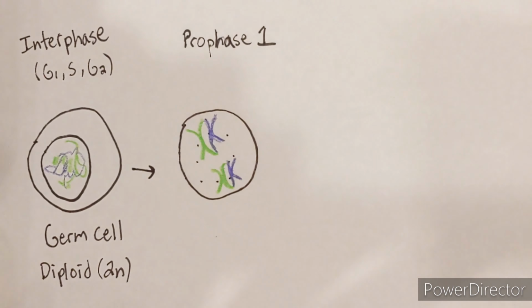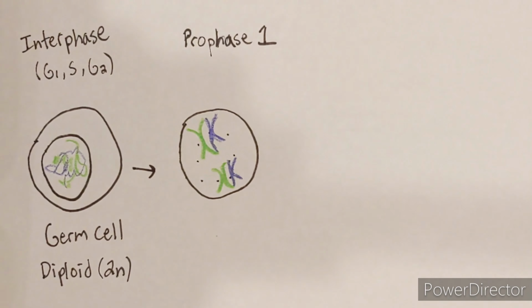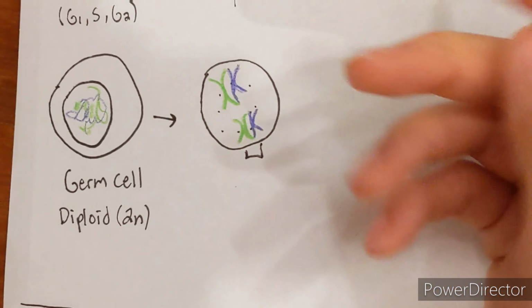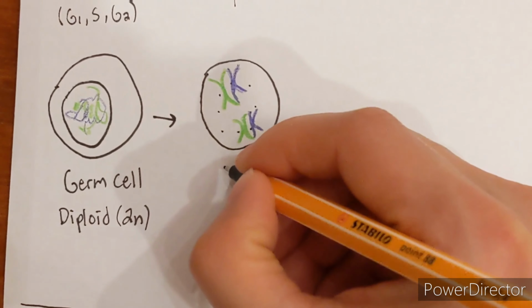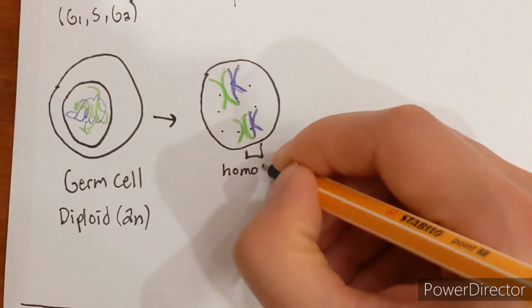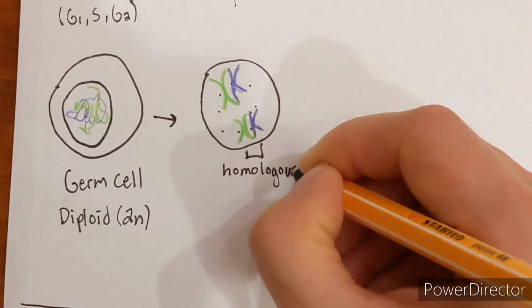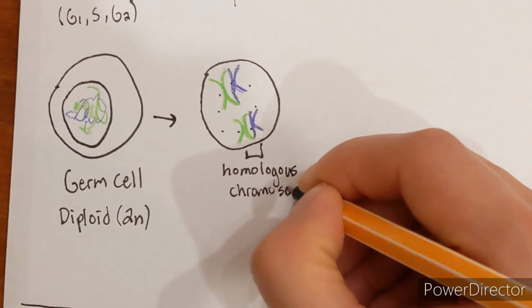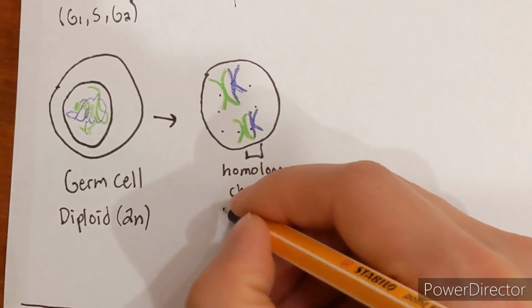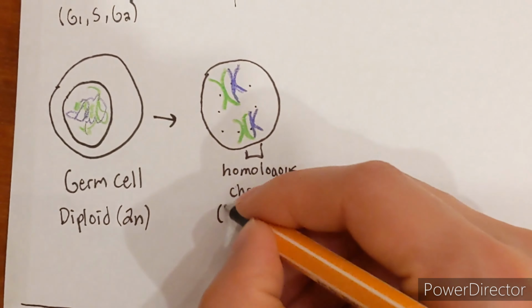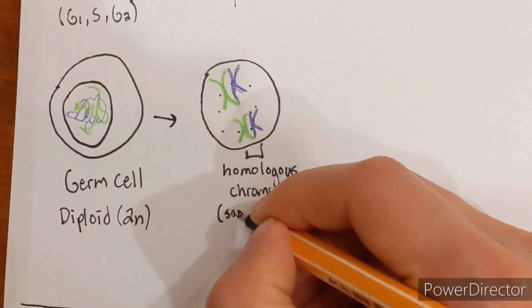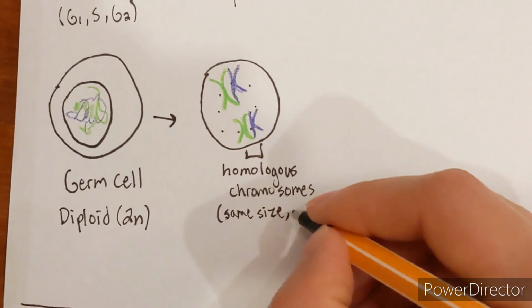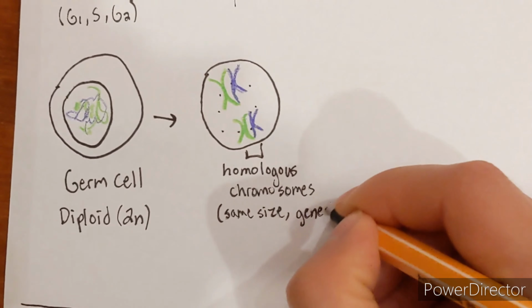Okay. So, what is a homologous chromosome? Why is this so important? Homologous chromosomes are very similar in nature. These guys are going to have basically the same size. They're going to have genes that code for the same trait.